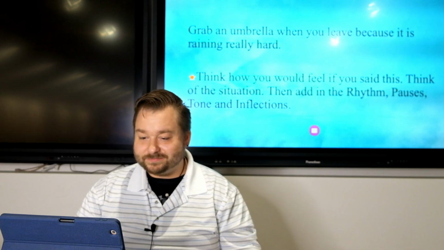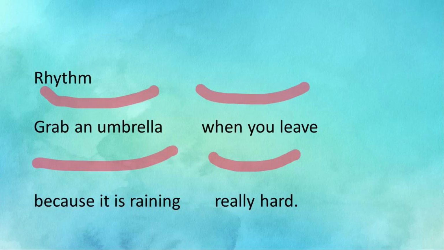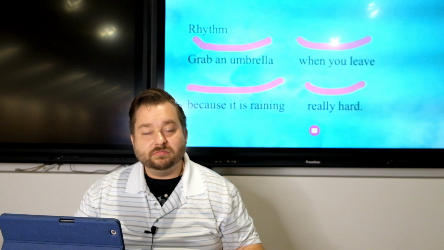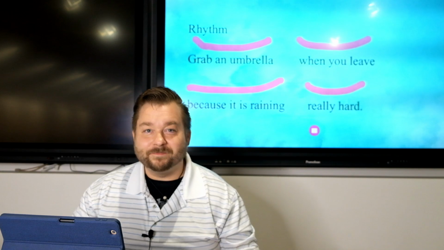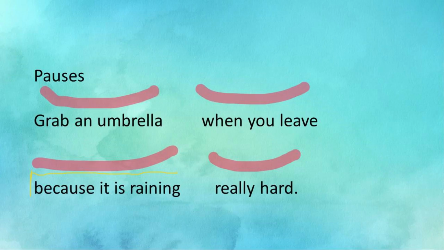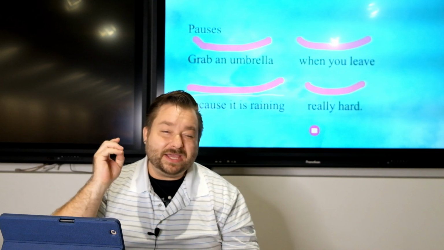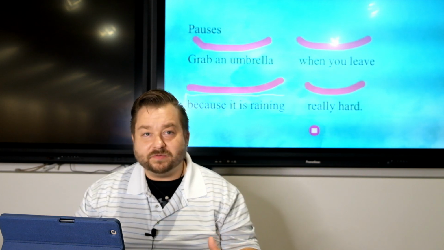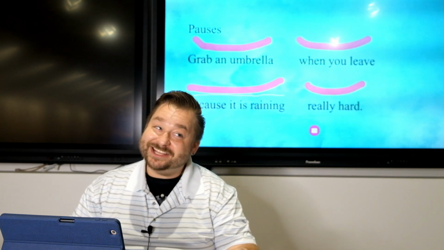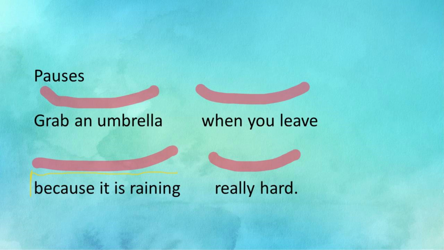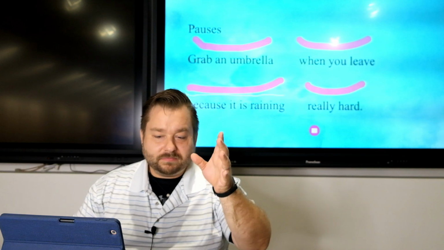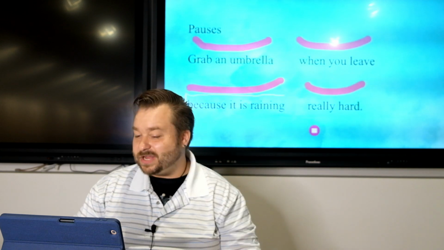Let's do this. Rhythm. First thing we do is rhythm. Grab an umbrella when you leave because it's raining really hard. Sounds good. Let's add in our pauses. Is there a pause? Yeah, because we say why, right? Because, the word because, there should be a pause before it. We explain why. So, grab an umbrella when you leave, because it is raining really hard.